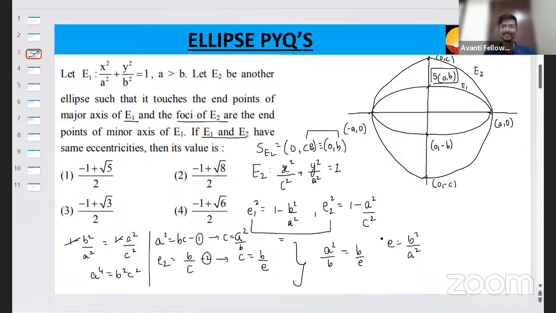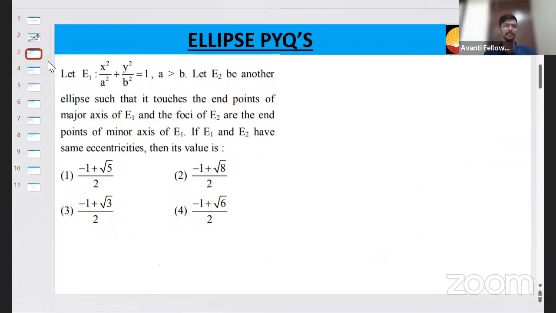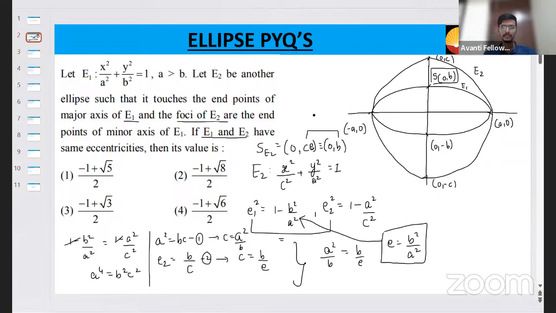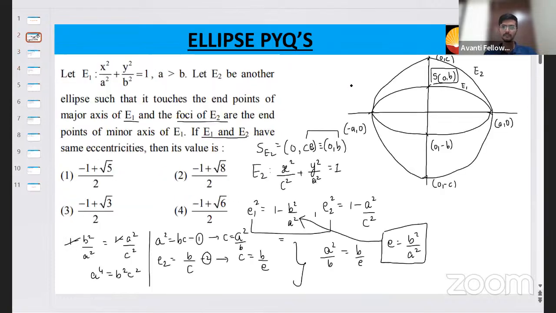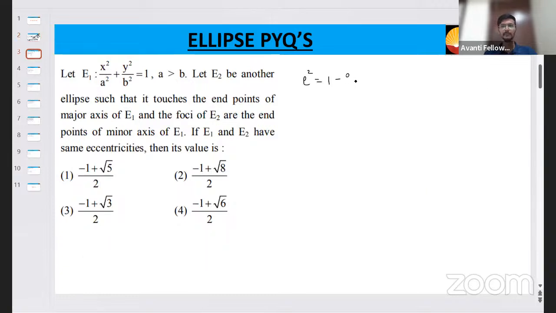So I can substitute this here. So what I'll get, E1 and E2 are both E. So I'll get E square is equal to 1 minus E. That means E square, we got a quadratic, plus E minus 1 equals 0.